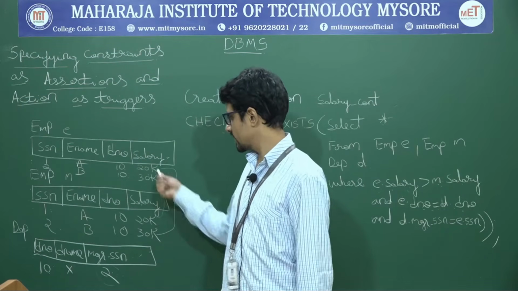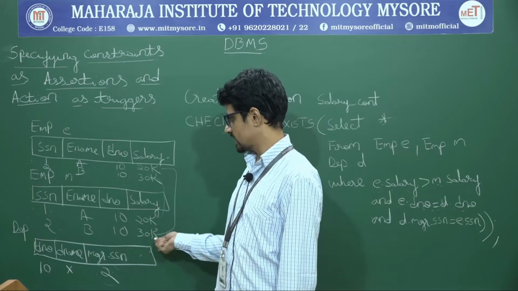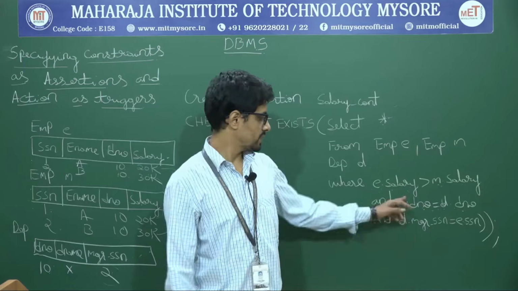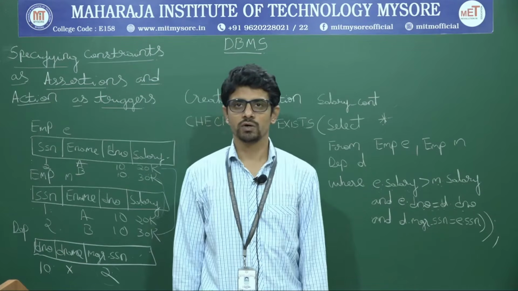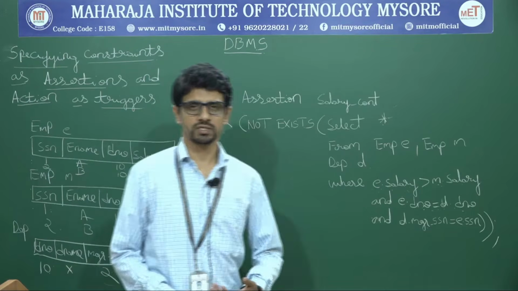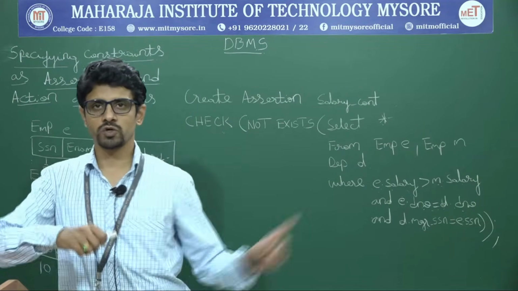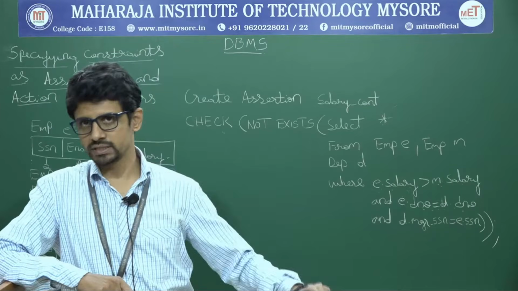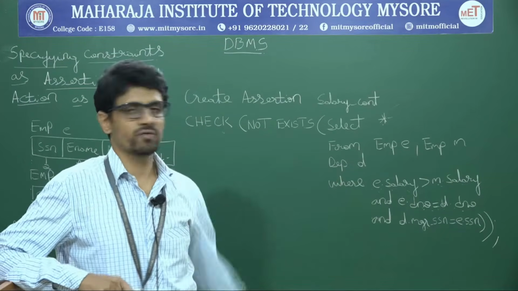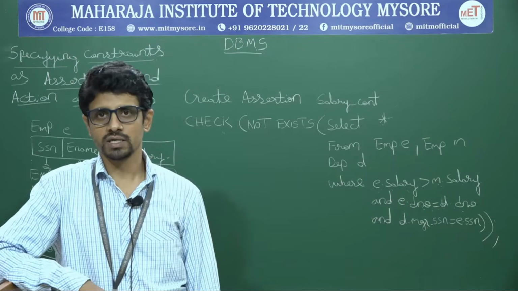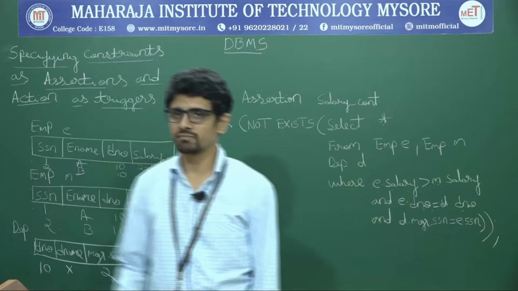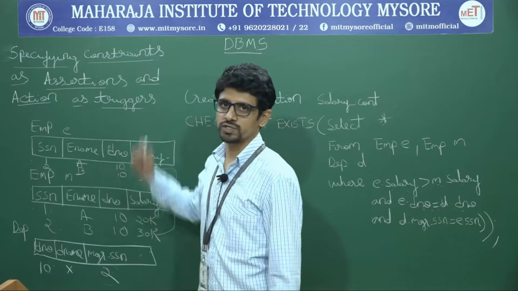So the first row of this and the second row of this will be compared to find out the result, because the department number has to match. Hope I have made the assertion concept clear. You can write any type of assertion whenever expected. Make sure you use a not exists or an exists and a check condition, and a constraint name is a must. And you can have any type of condition as a query written inside the not exists or the exists. Okay, so next we will see something called triggers.